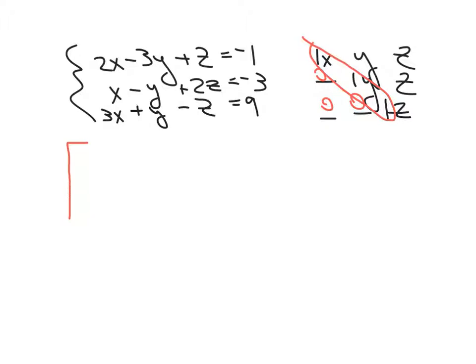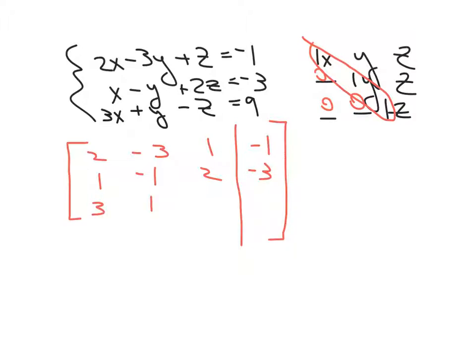Make a big bracket, or whatever you want to call it. 2, -3, a 1. Draw a line and write a -1. That line basically represents an equal sign. A 1, -1, a 2, and a -3. A 3, a 1, a -1, and a 9. Okay, so there's the exact same three equations without us writing the letters. And that's pretty much all we did. Okay, so this is called an augmented matrix.